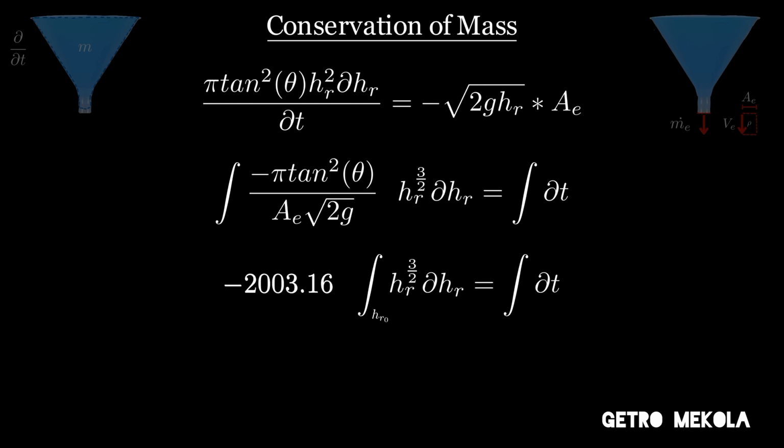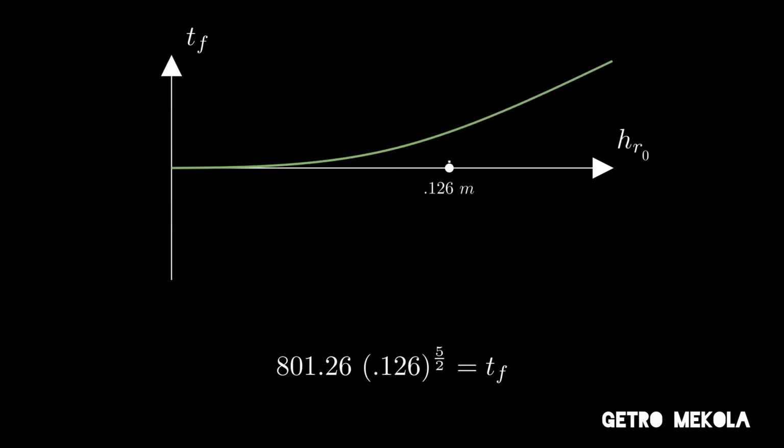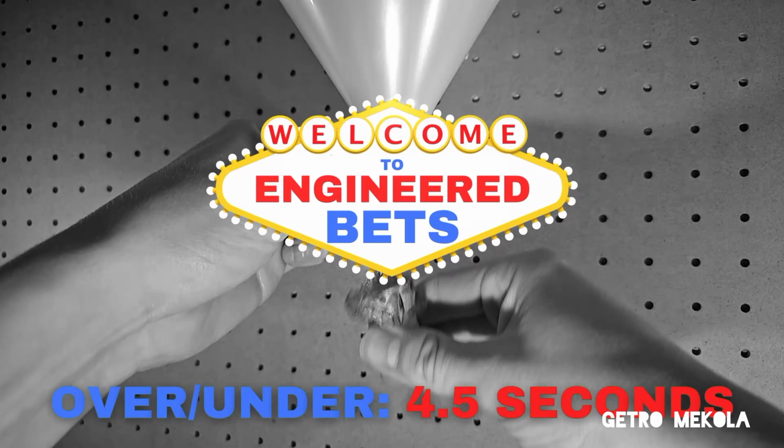For the height, we'll integrate from the initial height of the reservoir to 0 when the funnel is empty, and for the time, we'll integrate from start time 0 to the final drain time, which we're solving for. After integrating, we now have an equation that estimates how long it would take to drain for any initial height we wanted, which is pretty cool. Plugging in the initial height for our example where the funnel is filled to the top, you get that the funnel should drain in about 4.5 seconds, and that's how the line was set.